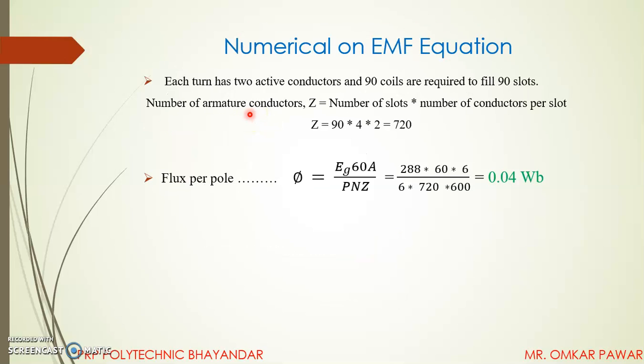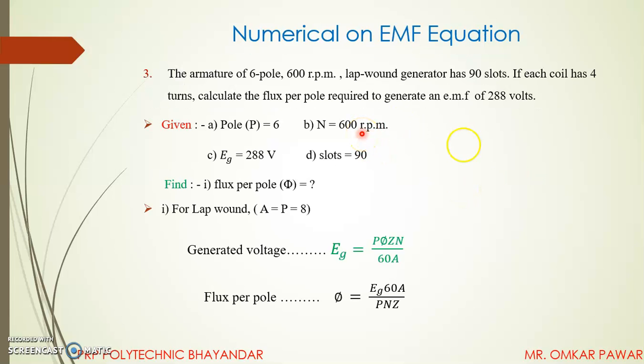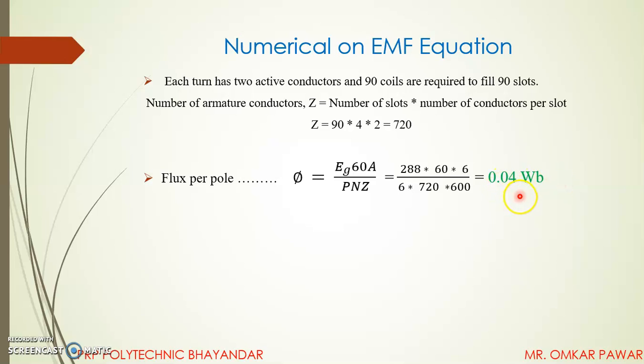Each coil has 4 turns, means the number of conductors per slot is 4 turns into 2 active conductors, since each turn has 2 active conductors. So 4 into 2, 8. So 90 slots into 8 conductors, we will get 720. So flux per pole, by putting the values, Eg is equal to 288, P is 6, A is equal to 6, Z is equal to 720, and speed is equal to 600. That is, speed is already given 600 rpm. So by putting these values, we will get 0.04 Weber. So this is our answer.